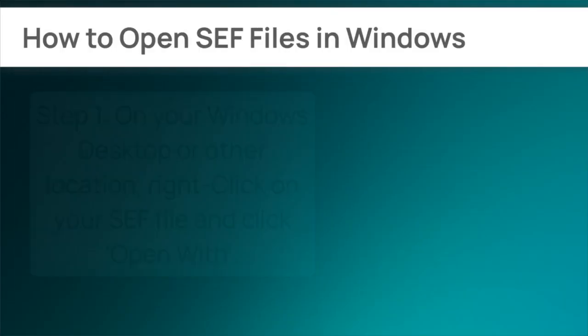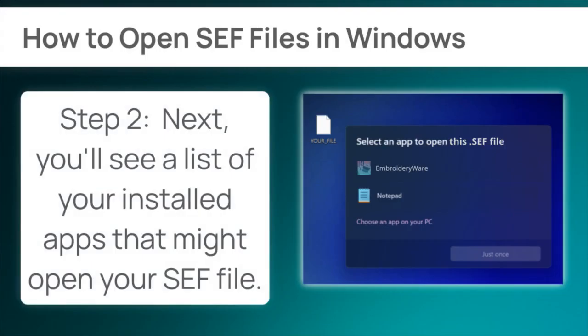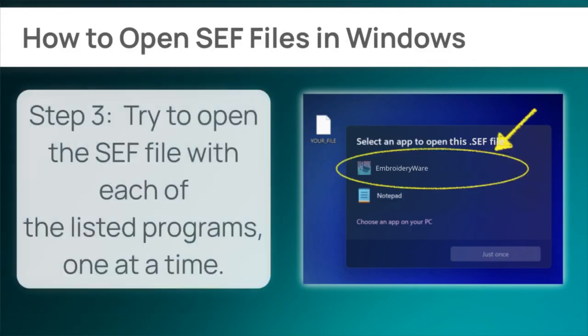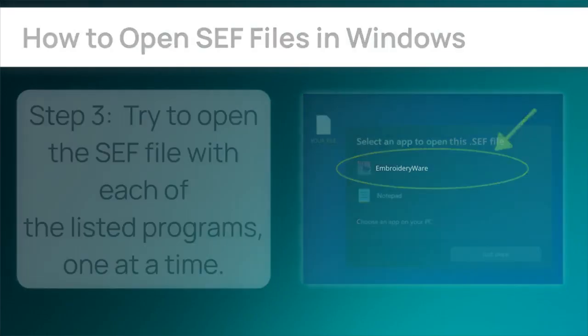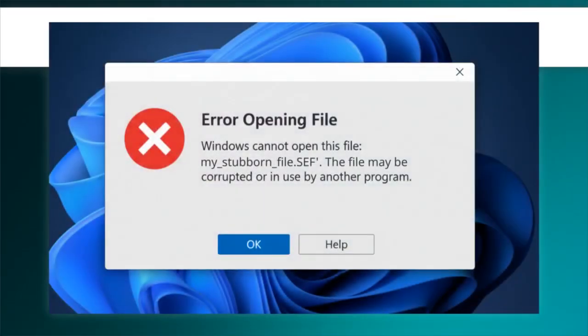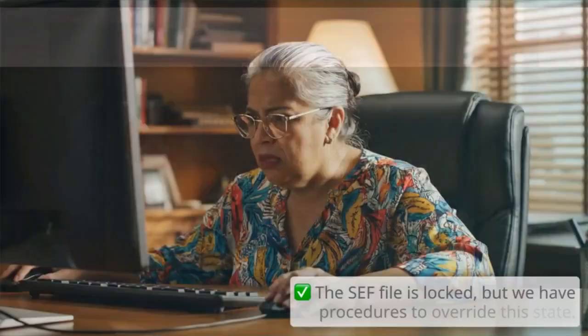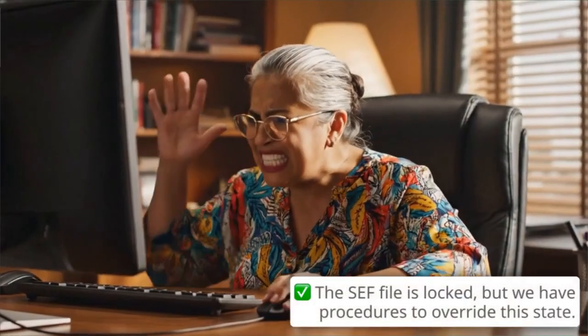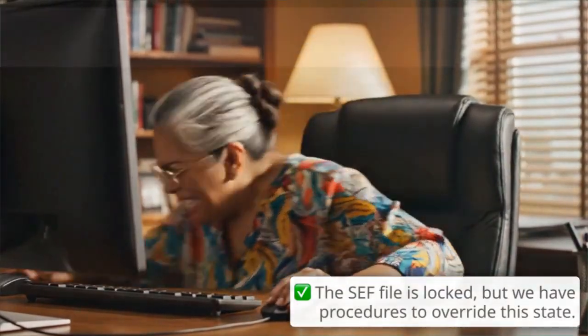Right-click the SEF file and click Open With. If EmbroideryWare is present, use that first. If it's missing, select another program. A quick test will reveal the right app. If the SEF file hasn't opened yet, take a breath. The easy part is over. Now for the detailed inspection, let's run through these 3 necessary troubleshooting checks right now.